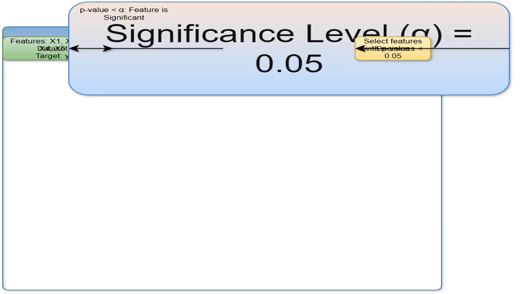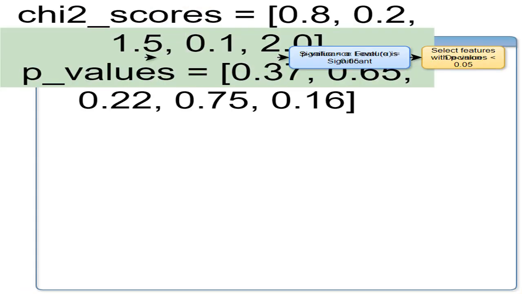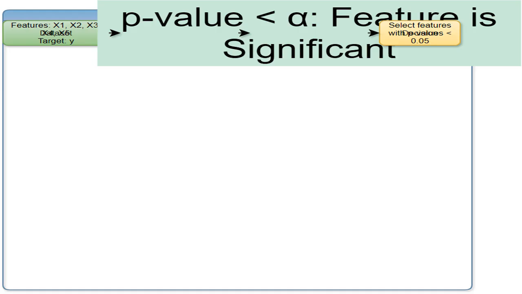The chi2 test gave me these results. For each feature, I have a chi2 score, how strong the relationship is, and a p-value, the probability that a relationship is random. If the p-value for a feature is less than my significance level 0.05, I conclude that there is a statistically significant relationship between that feature and the target variable. It's likely not due to random chance.